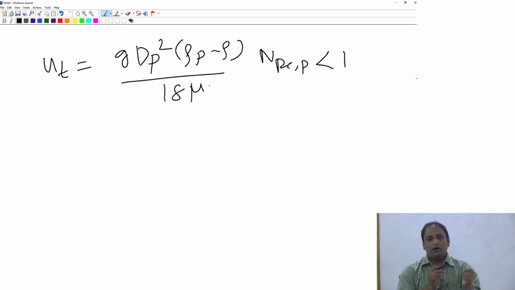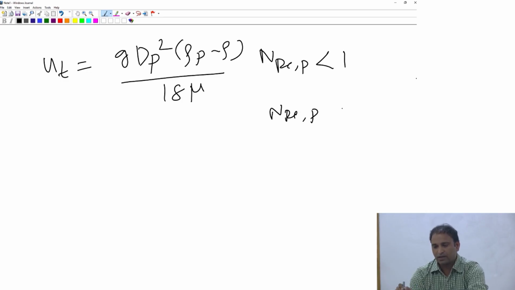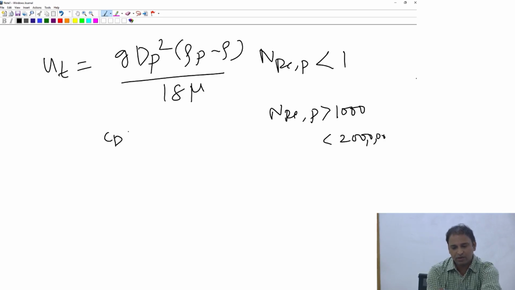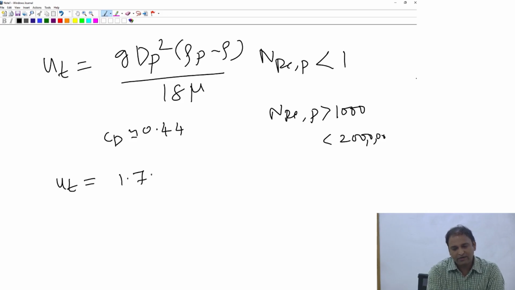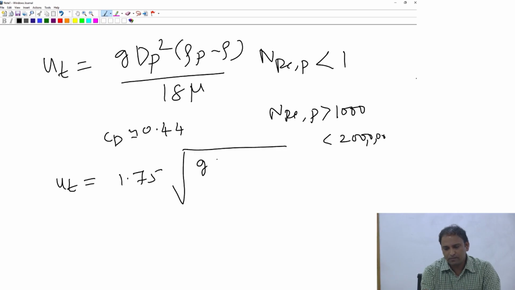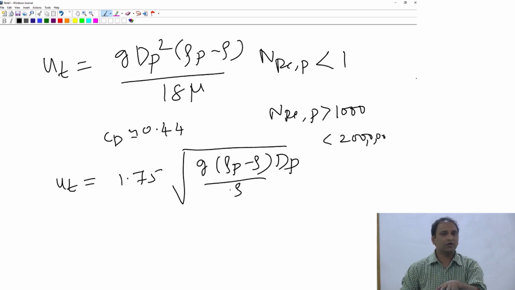Now similarly, if you work it out for Reynolds number greater than 1000 but less than 200,000, in that case your CD is going to be constant, and that is 0.44. If you substitute for CD in the expression for UT and simplify it further, you would get UT as 1.75 into square root of G into rho P minus rho into dP divided by rho. You can work this out at home.